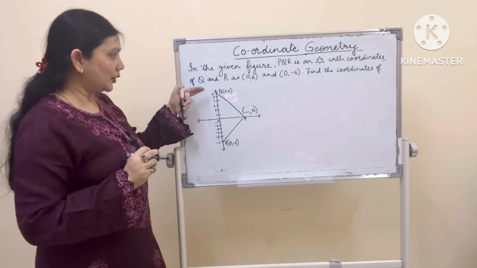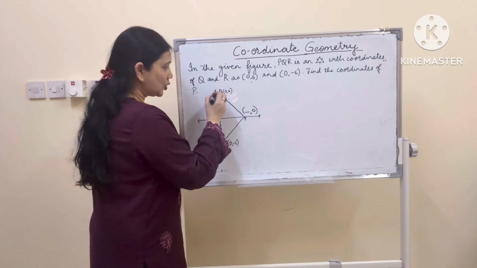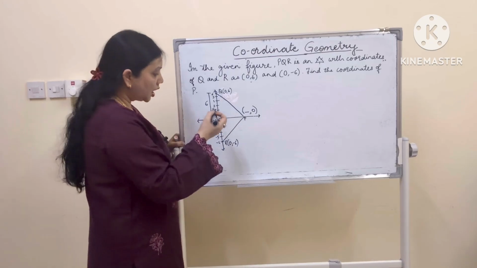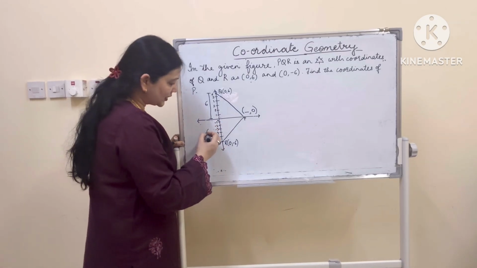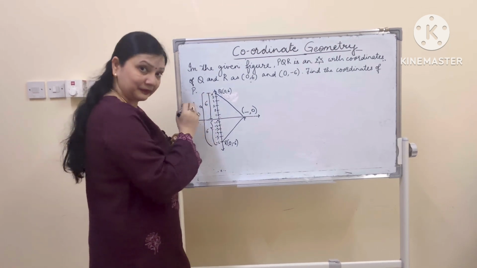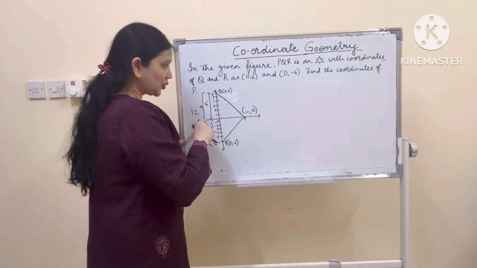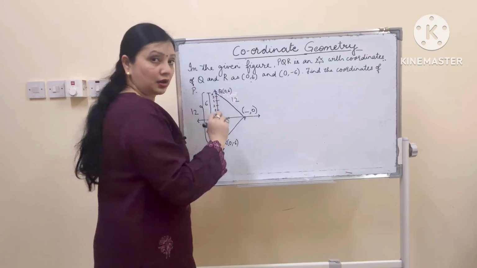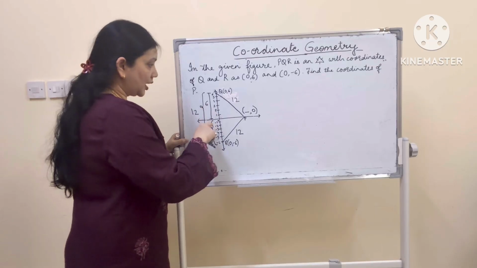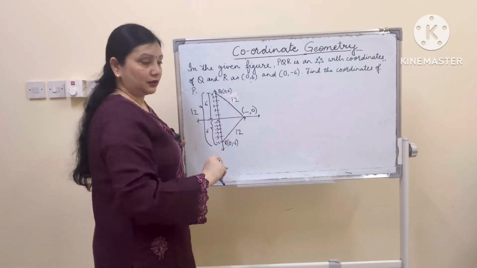Now we know that PQR is an equilateral triangle and this is 6, 0 to 6. That means this distance will be 6 units. Same way from origin to R will also be 6 units. So what will be the combined distance? 12. Isn't it? Now we know that PQR is equilateral. Now if this is 12, then this will also be 12. And this will also be 12. Any problem till here?